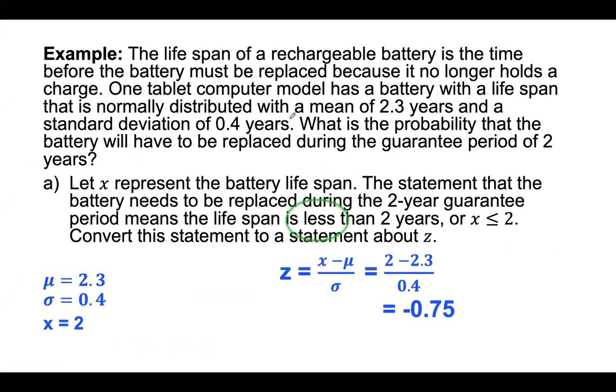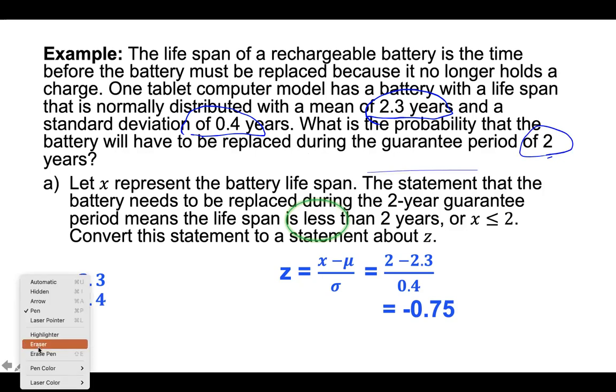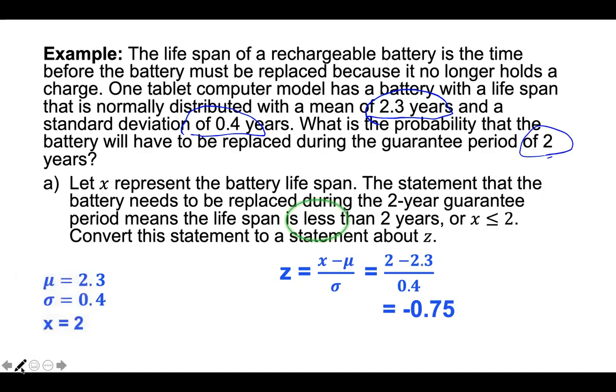So the lifespan of, let's say, a rechargeable battery is the time before the battery must be replaced because it no longer holds a charge. One tablet computer model has a battery with a lifespan that is normally distributed with a mean of 2.3 years and a standard deviation of 0.4. What is the probability that the battery will have to be replaced during the guaranteed period of 2 years?